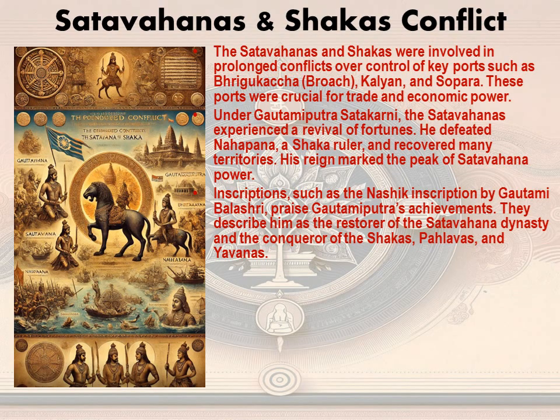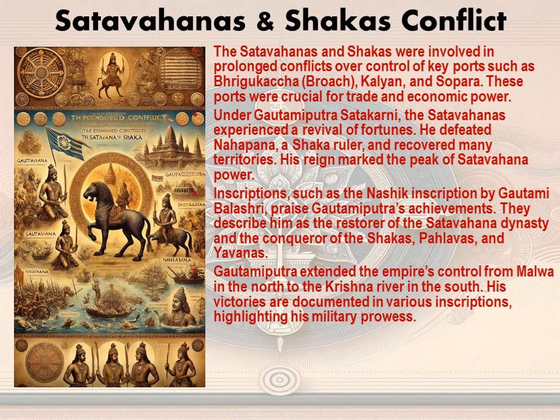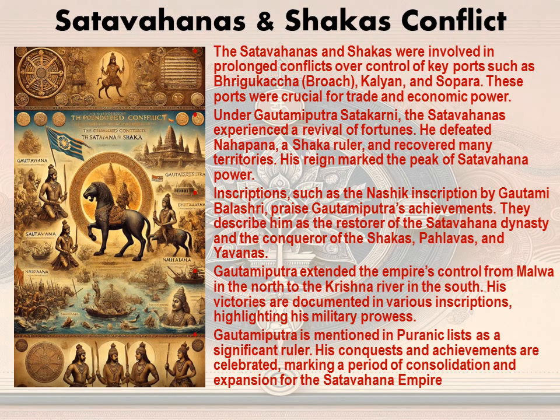Gautami Balasri was the mother of Gautamiputra Satakarni. Gautamiputra extended the empire's control from Malwa in the north to the Krishna River in the south. His victories are documented in various inscriptions highlighting his military prowess. So he was militarily a very powerful ruler, and that can be known from the extent of his empire, that is, from Malwa in the north to the Krishna River in the south. Gautamiputra is mentioned in the Puranic list as a very significant ruler. His conquests and achievements are celebrated, marking a period of consolidation and expansion for the Satavahana Empire.